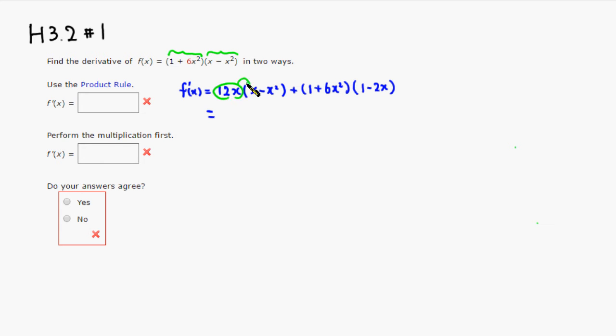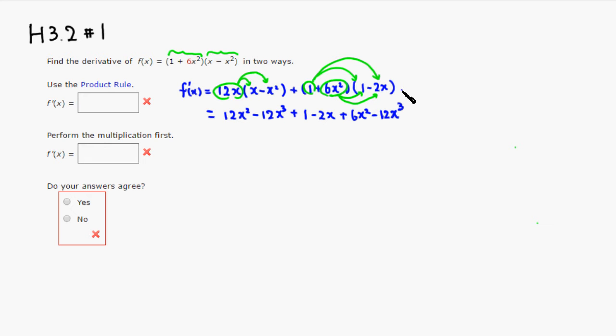So distributing 12x to each term, we have 12x squared minus 12x cubed, and plus, distribute 1 to 1 and a negative 2x, we get 1 minus 2x, then distribute 6x squared to 1 and negative 2x, we get plus 6x squared minus 12x cubed.